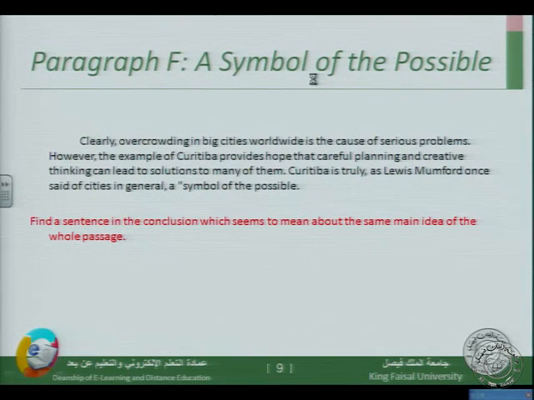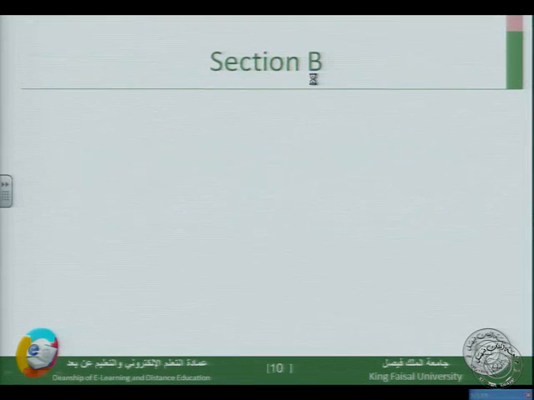This is the conclusion. Here the conclusion says that Curitiba provides hope that careful planning and creative thinking can lead to solutions to many of them. Okay, so here the example of Curitiba seems to mean about the same idea as the main idea of this passage.